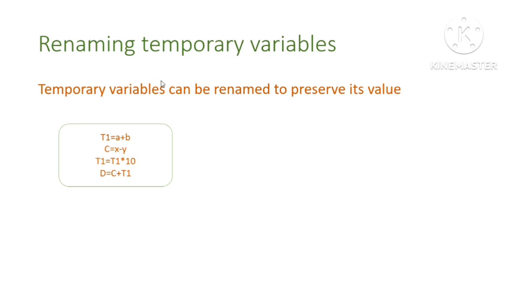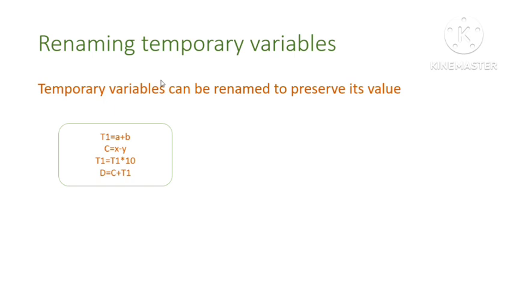So in this case, we have taken a basic block: T1 equal to A plus B, C equal to X minus Y, and T1 is again used here by multiplying by 10. Now T1's value is getting updated in the third statement. And in the fourth statement, we are again using the same T1, the updated value of T1, and adding C to store the value in D here. So this is the basic block.